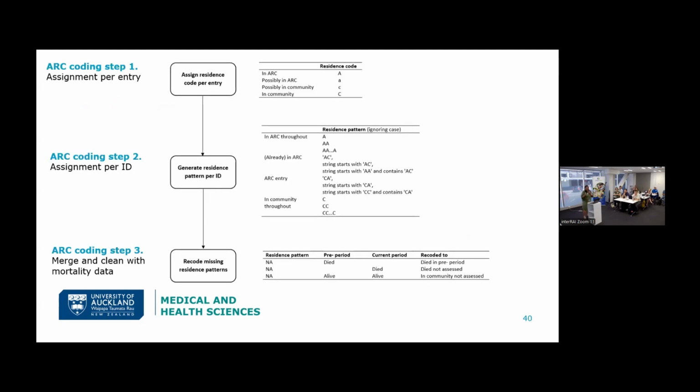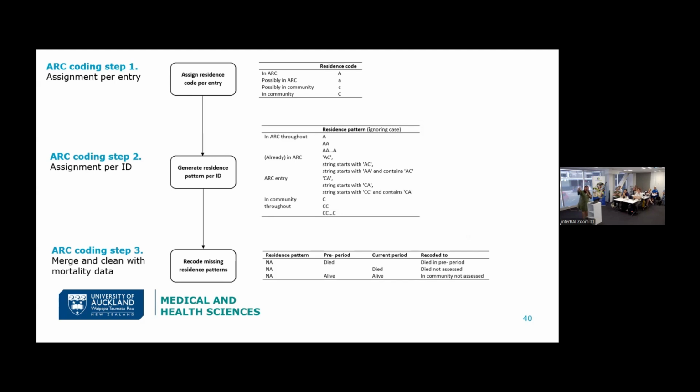So this is really the meat of the presentation. I want to talk about our proposed method of identifying ARC placements. In the IDI, the interRAI dataset is a long dataset, so every entry is one assessment. And so ideally, well, theoretically, you can tell where the person is at that assessment. That's the first step, and we'll talk about that because that's a bigger algorithm after that.